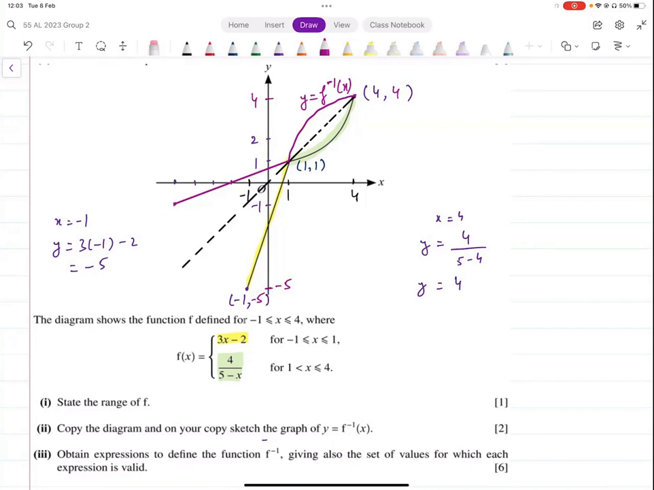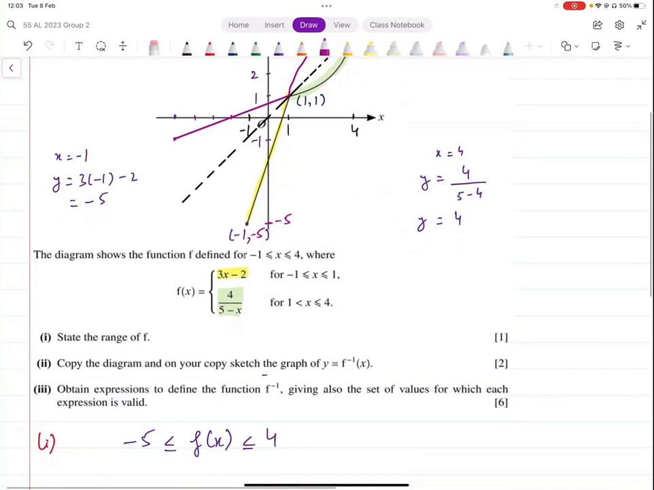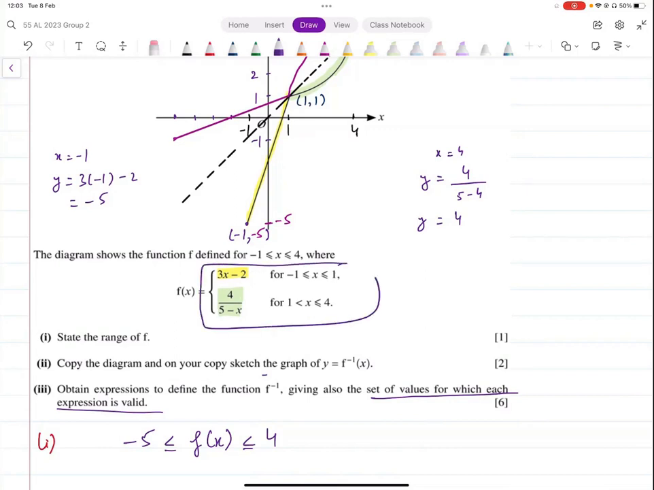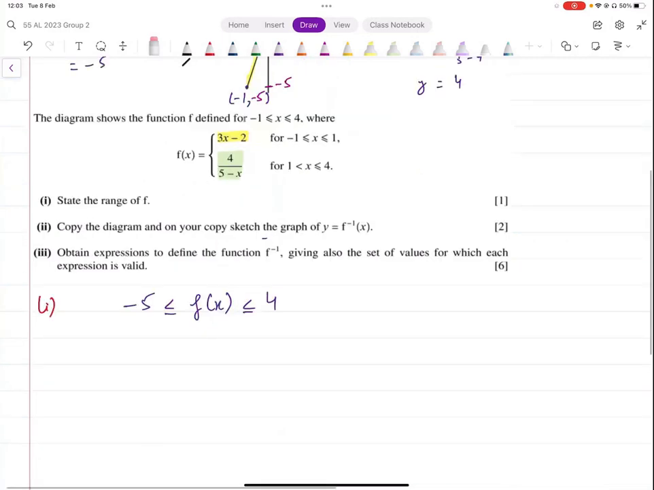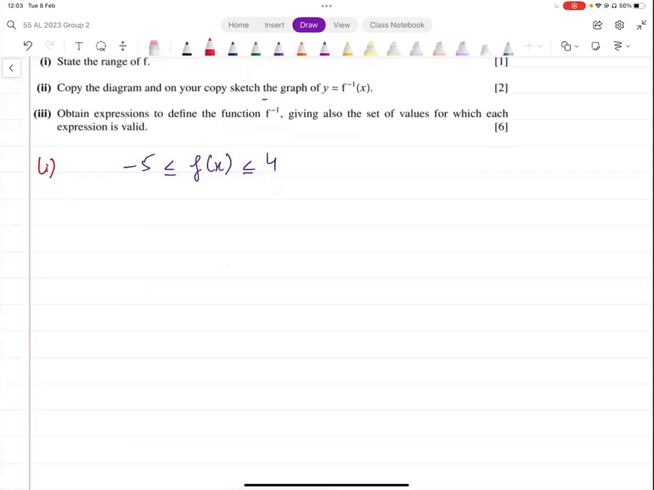Okay, after this, we are asked to find the inverse function and also give the set of values for which each expression is valid. So in the same way the original function is defined, you have to find the inverse function and write it in the same form, stating the domains, for which domain each expression is valid. So let's do that part now. Part 3.